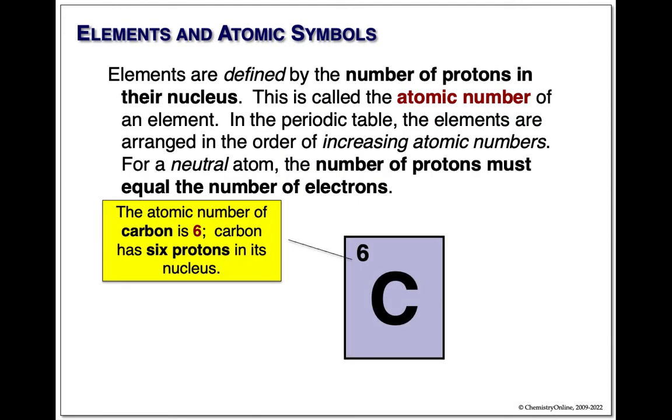So, we have said since day one that elements were defined by the number of protons in their nucleus. Doesn't matter how many neutrons you have, how many electrons you have, only the number of protons. That's the atomic number. On the periodic table, it's typically shown up top somewhere. 6 is carbon.